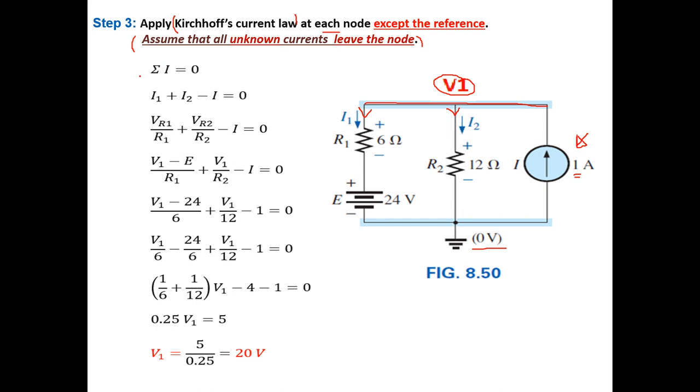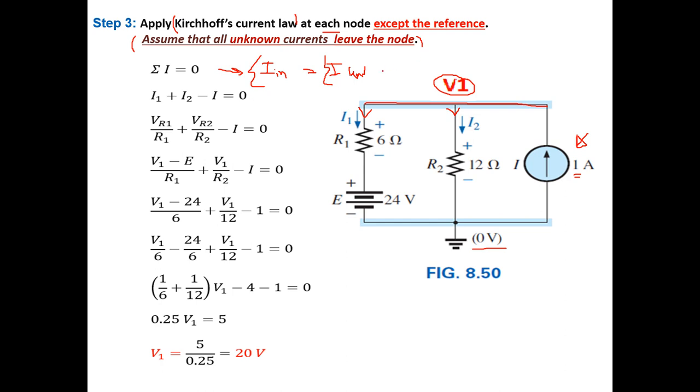Let's apply Kirchhoff's Current Law here. We know that Kirchhoff's Current Law is the summation of all currents equal to 0. Or as we remember, the currents entering equal the currents leaving. Yes or not? If you remember, we said that all currents entering will equal all currents leaving. So the summation of all currents entering is equal to the summation of all currents leaving.